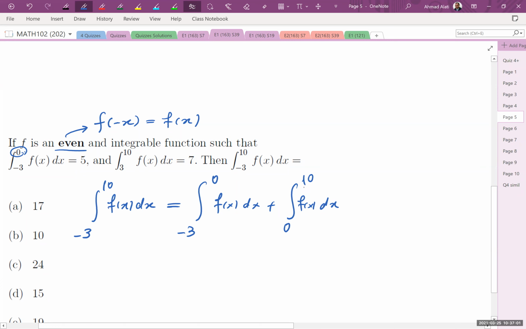Now, what I'll do, ya shabab, we have this. This is given. This is 5 plus the integral from 0 to 10. We need to write it as the integral from where to where? I think we can... 0 to 3. Let me try this. I will do it from -3 to 3 and from 3 to 10. I think it will be much easier. Now this one will be 2 times the integral from 0 to 3. Am I right? Because it is even. Yes. This one is given. This one is 7.